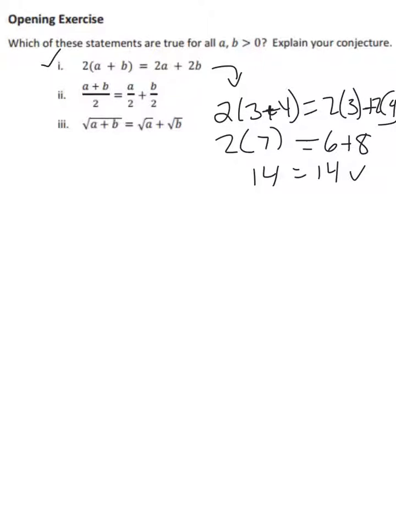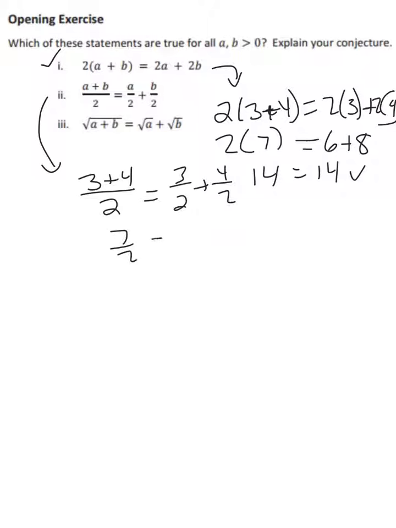No problem. If you do part 2, (a plus b) over 2, and I take the same thing, I do (3 plus 4) over 2. Is that equal to 3 over 2 plus 4 over 2? Of course this would be 7 over 2, and since the right side has common denominators, we can add them and we get 7 over 2 as well. So that will also work, no problem. So the big one comes down to number 3.